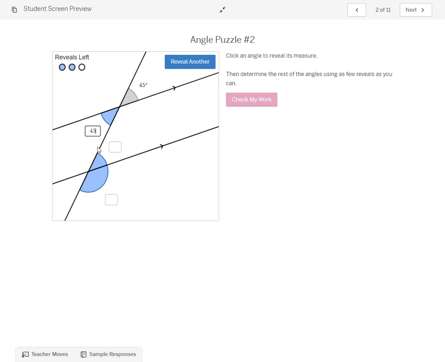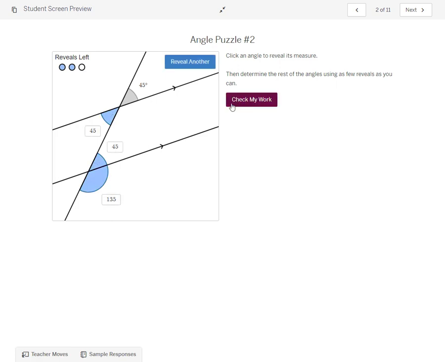So there's 45, so opposite it is 45. I see a Z pattern, that's going to be 45. And then 180 minus 45, I think that's 135. So let's check my work. And a great visual to show you, yep, that one is 45. That one's 45, and I hope I did my math right. 180 minus 45 is 135, and I've got that. And I only needed one reveal to do that.